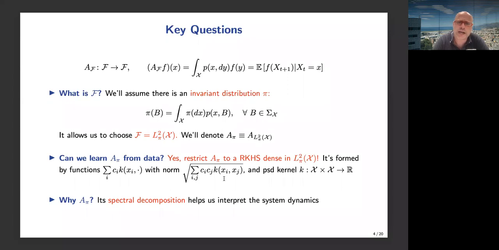So why are we interested in learning this Koopman operator? Our goal is to predict the expected value of a function f, which in the field of dynamical systems is also called an observable. So x is the state of the dynamical system, and f is some variable which is of physical interest, say.